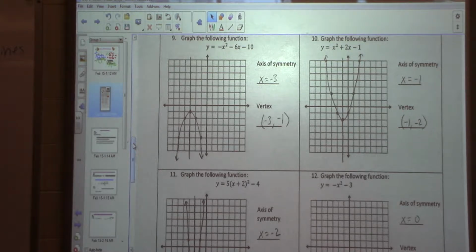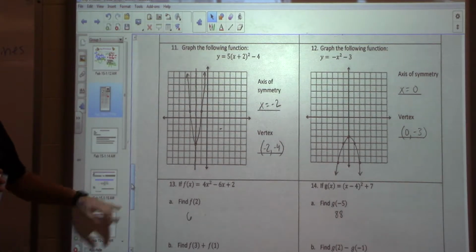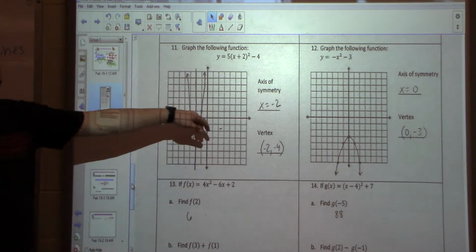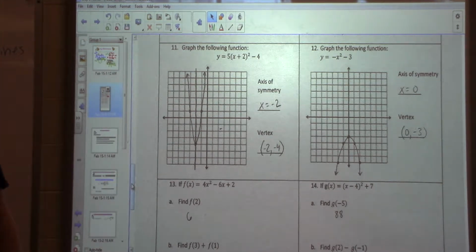Hey guys, how many points do you need on your graph? At least 5: the vertex and 4 others. Oops, 11 and 12. The points went off the graph. This one, yeah, that's fine. If they go off the graph, obviously you can't plot them. That's the only time it's okay to have less than 5. Okay?